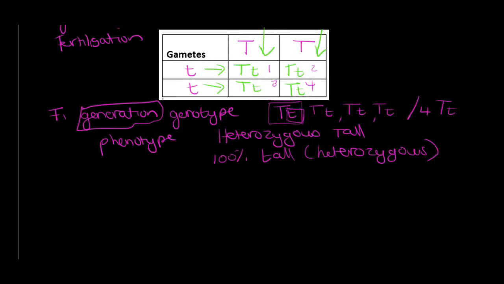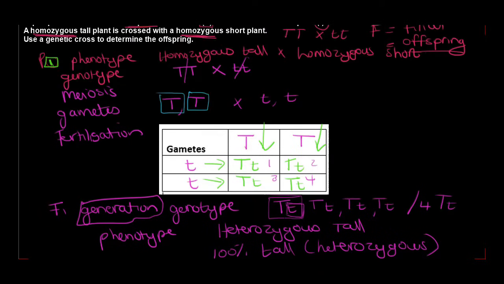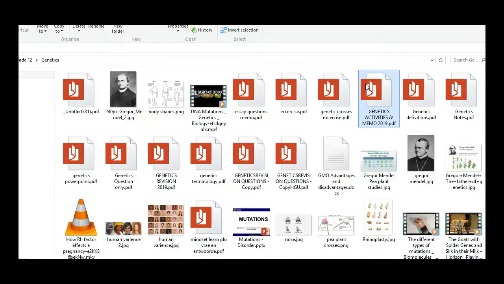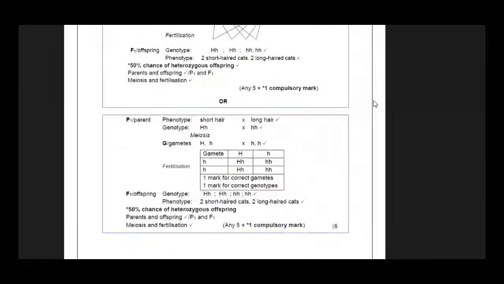I'll do another one with you now. So let's quickly look at the marking allocations. Where do you get marks for these genetic crosses? They generally count out of 6 marks, and this is a memo like the ones we've been doing in class. That is the other option, this one over here, but I don't like that one because it can get confusing. So what do you get marks for? So firstly, any 5 marks plus the 1 compulsory mark.